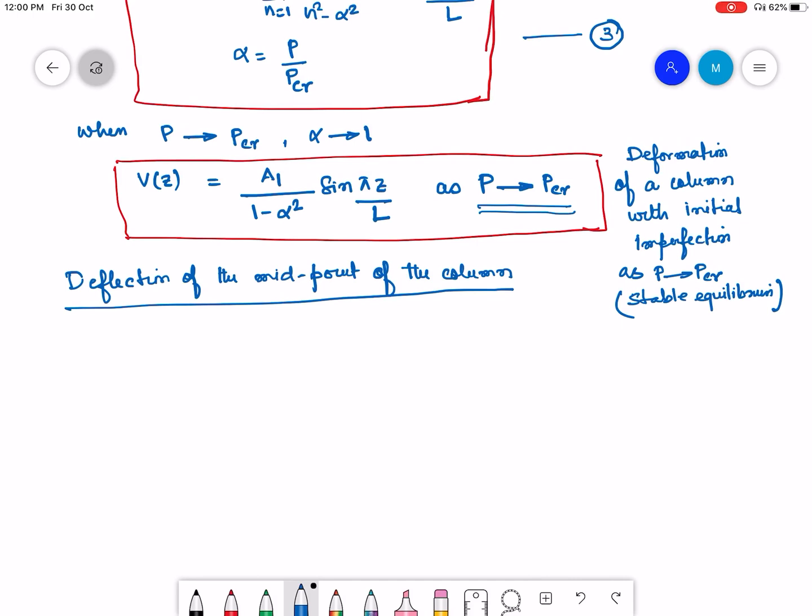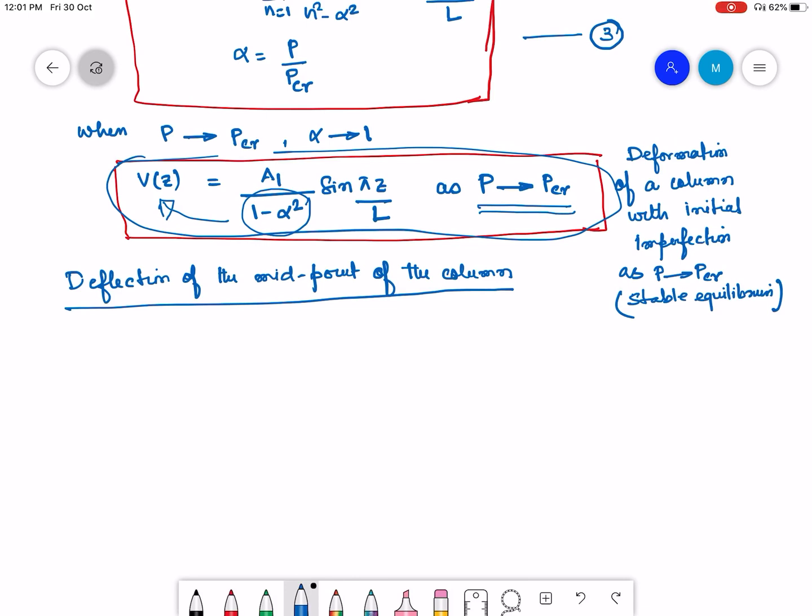Because when you see from this solution that when P approaches P critical, alpha tends to 1, and this denominator tends to a very small value, which gives a very large value of Vz. So even if it is in stable equilibrium, the value of the deformation becomes large as the applied load P approaches the P critical of the column.